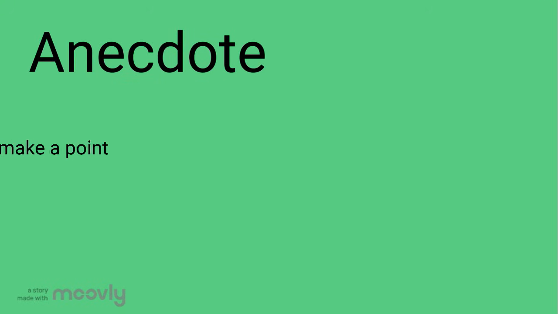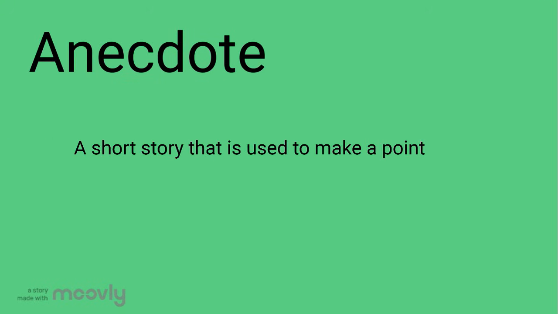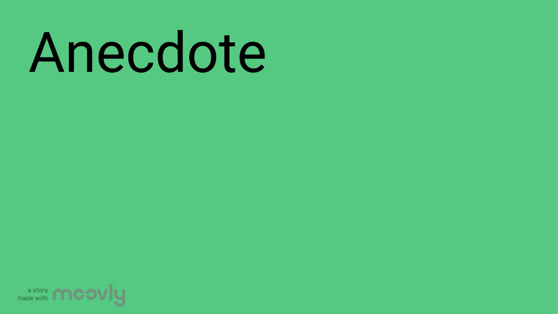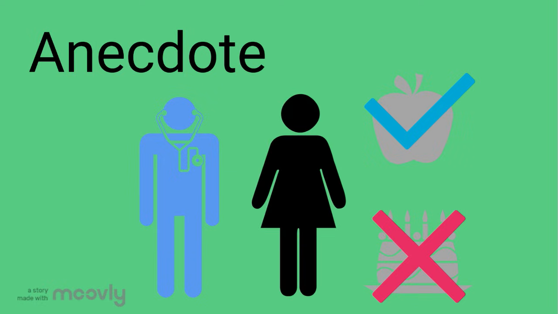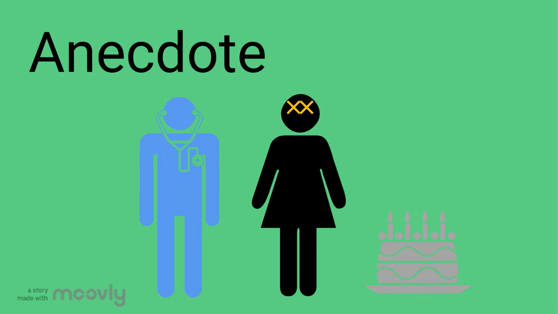Number 8, anecdote. An anecdote is a short story that is used to make a point. If a doctor is trying to convince someone to eat healthier, they could tell a story about one of their patients who died at a young age because they only ate junk food. This story would be the anecdote that they were using to make their point.